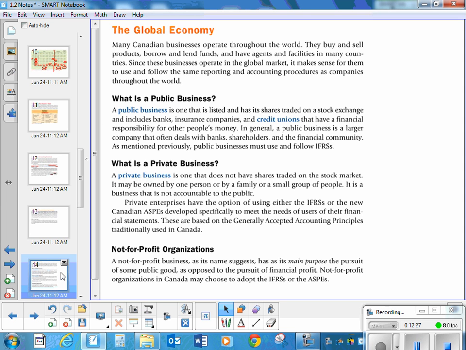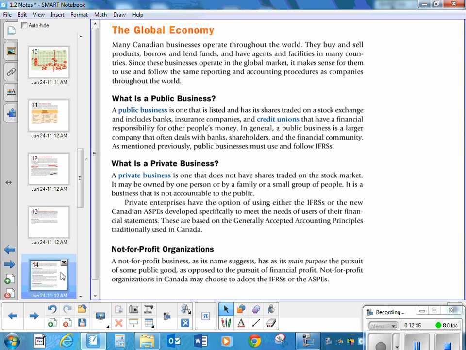The global economy. Many Canadian businesses operate throughout the world. They buy and sell products, borrow and lend funds, and have agents and facilities in many countries. Since these businesses operate in the global market, it makes sense for them to use and follow the same reporting and accounting procedures as companies throughout the world.